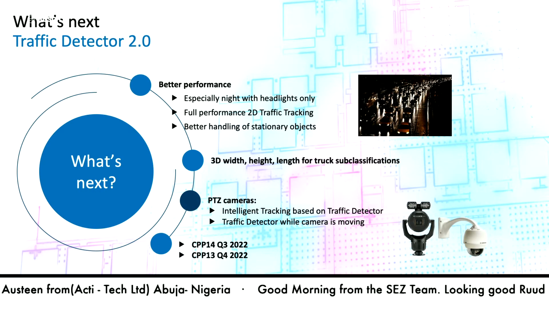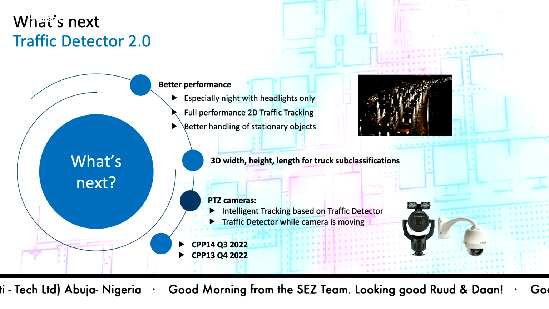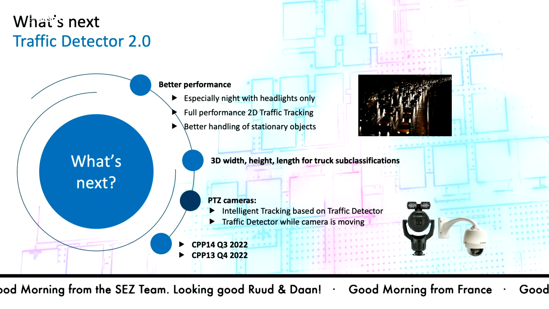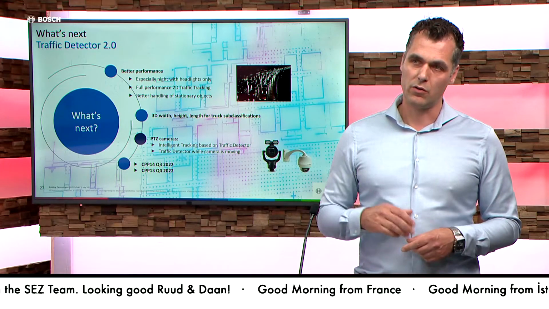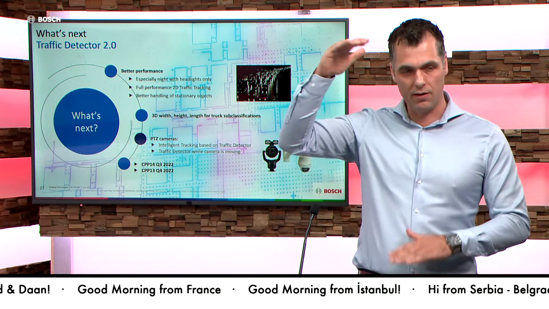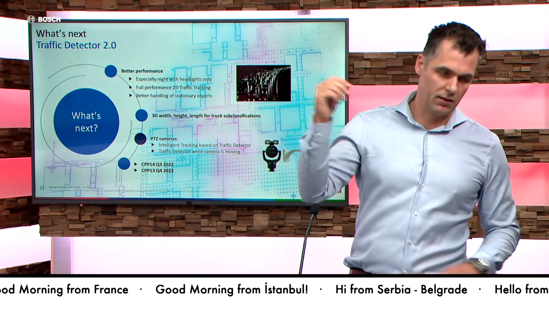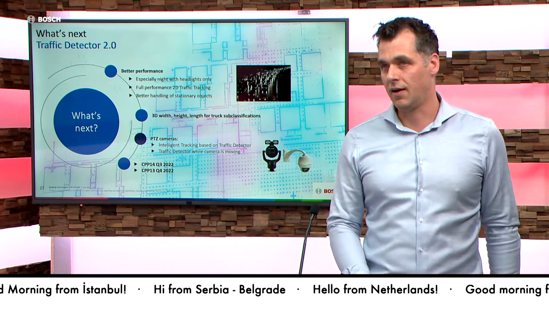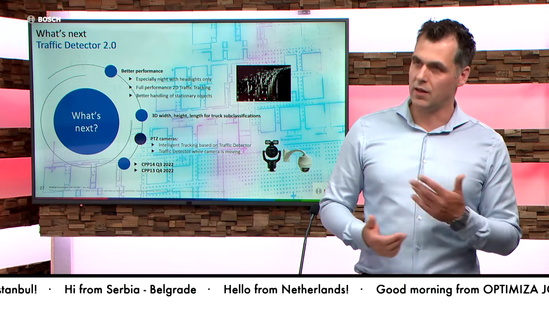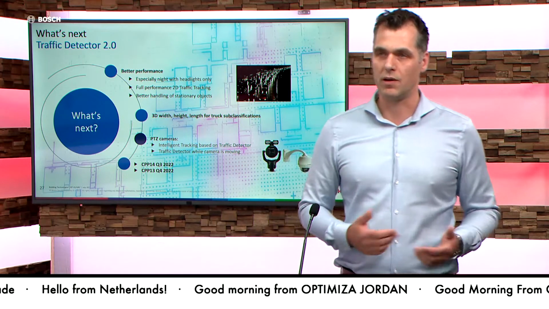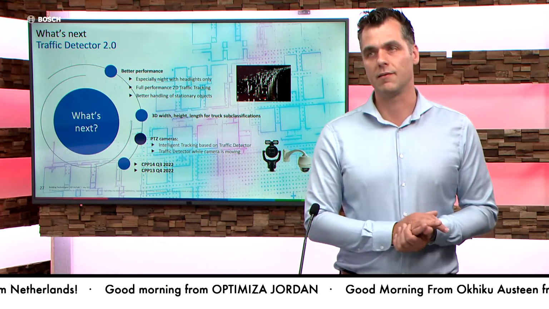Then also quite important is that we will add the 3D width, height, and length, and that's very beneficial for truck sub-classifications. For a truck use case, you can use the height, for example, to give an early warning. Hey, this truck which is now coming doesn't fit the tunnel, which is actually 1 kilometer further ahead. So I need to warn the truck or pull it off the road, or give an early warning. So those kinds of use cases we also see with that.